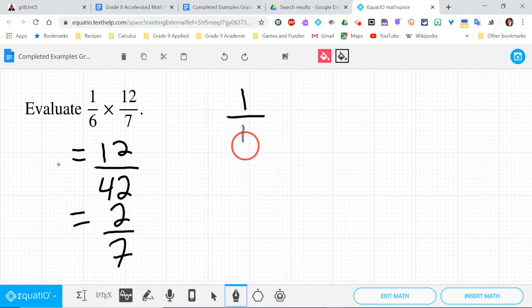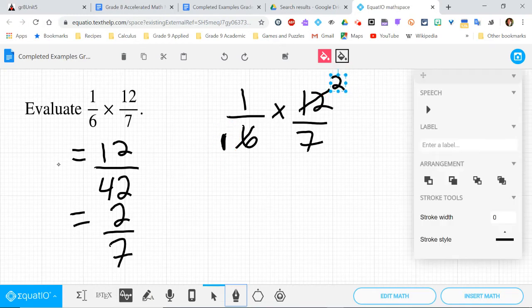However, I'm going to show you an alternative way. So instead of going across on top, across on bottom, I'm going to go diagonally. So I know that 12 and 6 have a common multiple of 6. So 6 divided by 6, I'm left with 1. 12 divided by 6, I'm left with 2. And now when I do the multiplication, 1 multiplied by 2 is 2. 1 multiplied by 7 gives me 7.